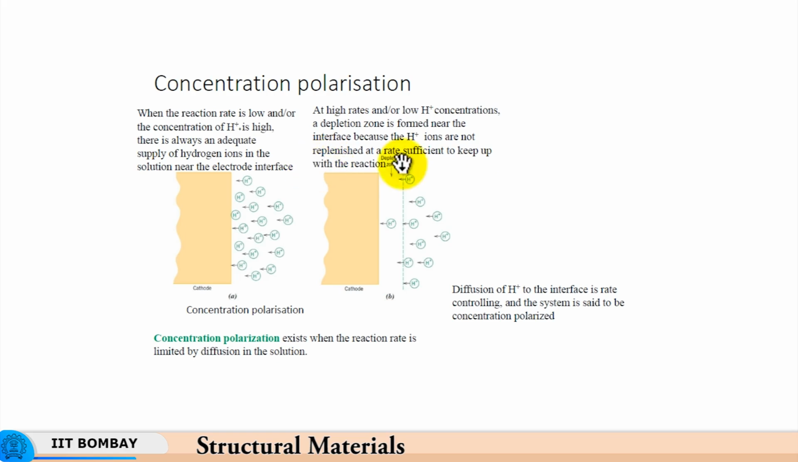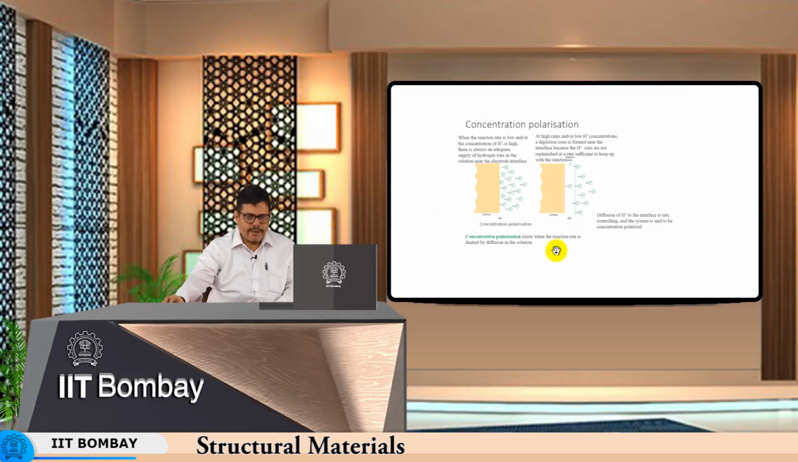So, the interface is not able to consume the excess electrons which have been arriving here, and so the replenishment of hydrogen ions is not as fast as it should be. The reaction is faster than the replenishment of the hydrogen ions. So, concentration polarization exists when the reaction rate is limited by diffusion in the solution. The reaction rate is governed by the diffusion in the solution.